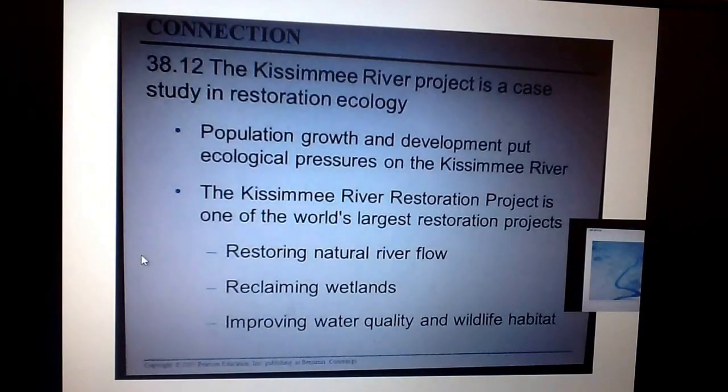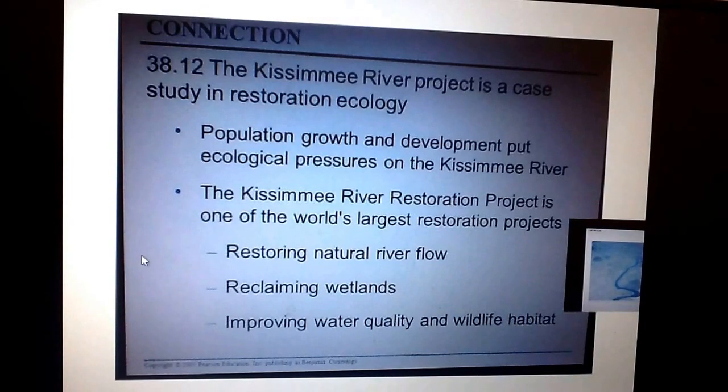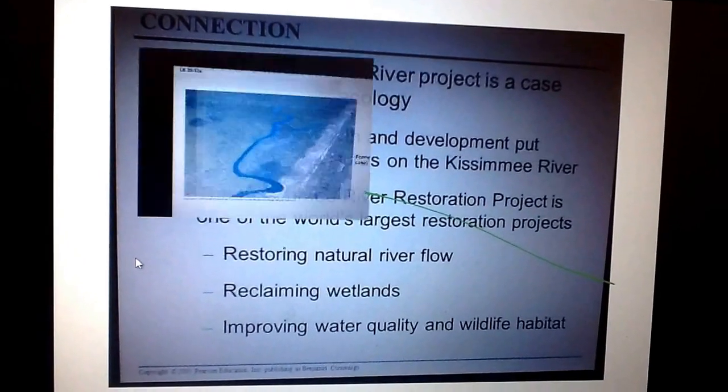Another one of these is, how do we restore some of the damage that we've done? The Kissimmee River project was a really cool thing. They took a natural flowing river and diverted it to make a canal. The canal then fed a city for water. What scientists have done is they said, we're going to take this back.